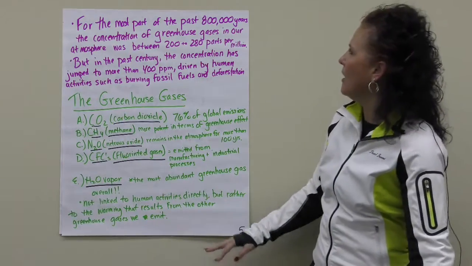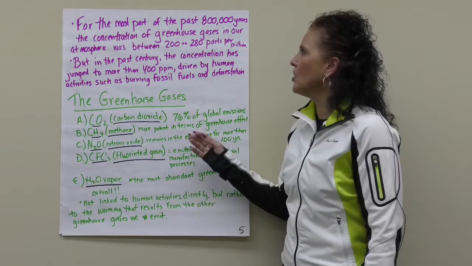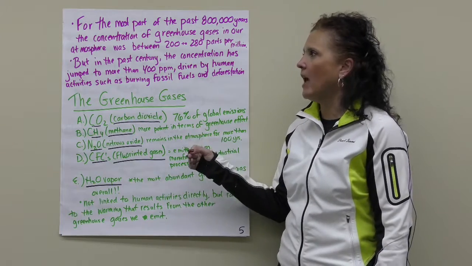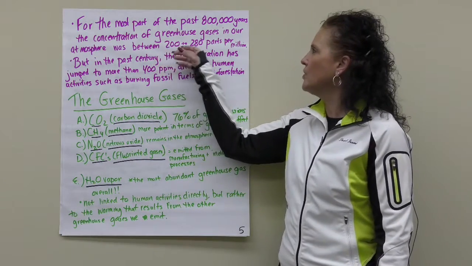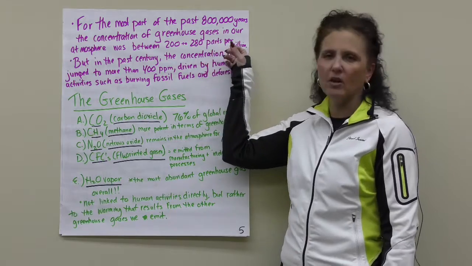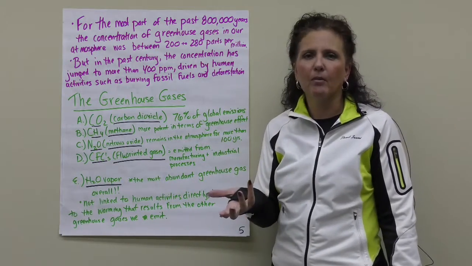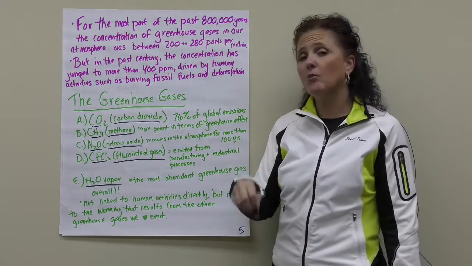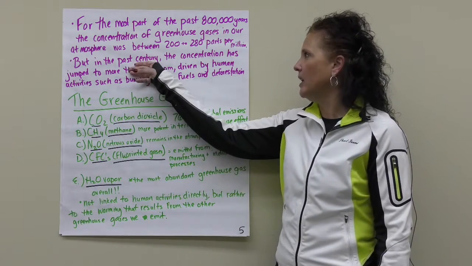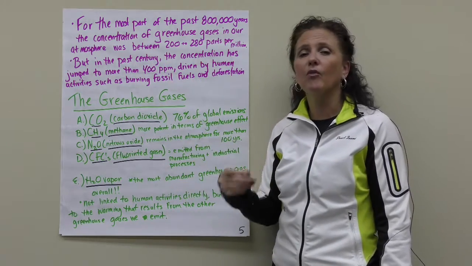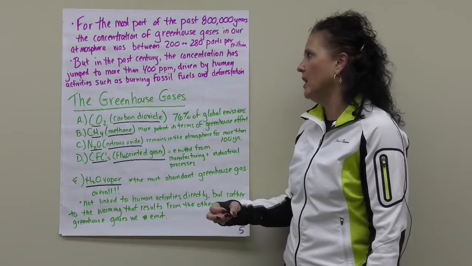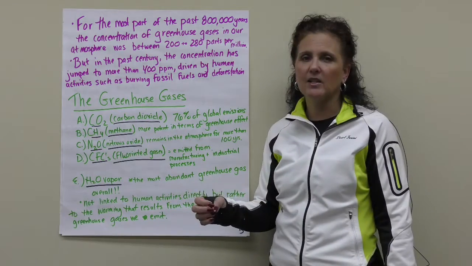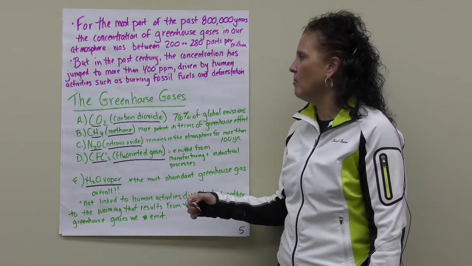For the most part, in the past 800,000 years, the concentration of greenhouse gases in our atmosphere was about 200 to 280 parts per million. That's just how they number these things, right? But in this past 100 years, or the past century, the concentration has jumped to more than 400 parts per million. And that's driven by human activities, and we're going to look at those activities in a moment.